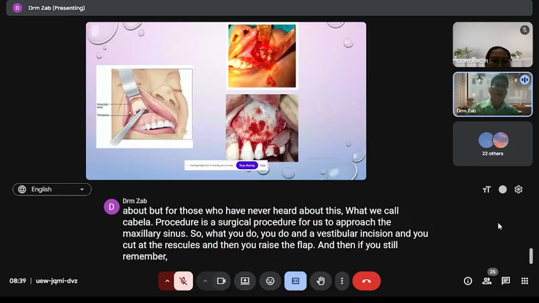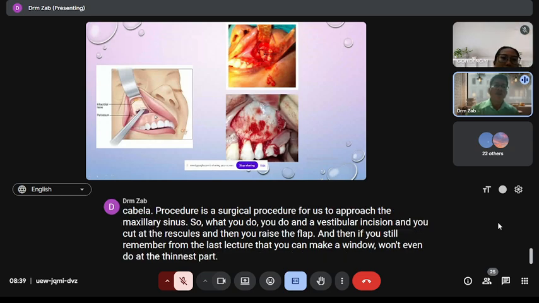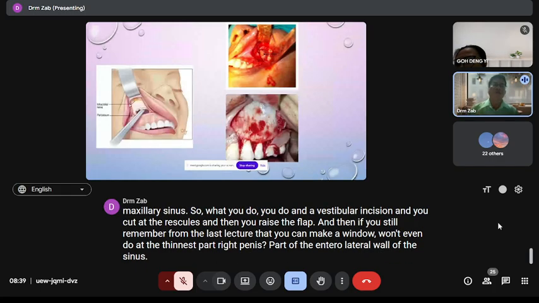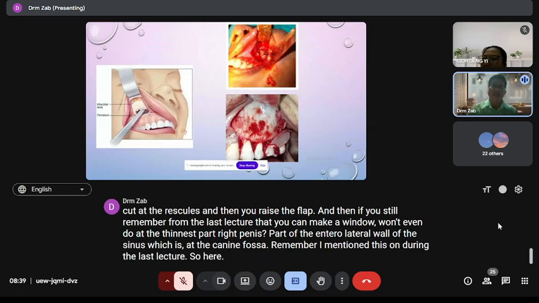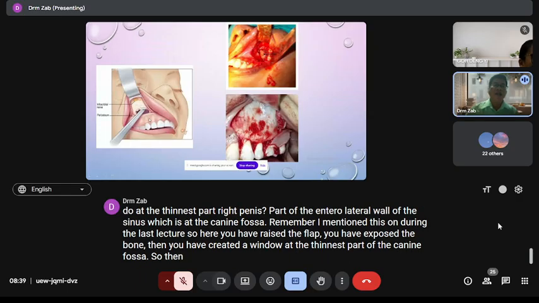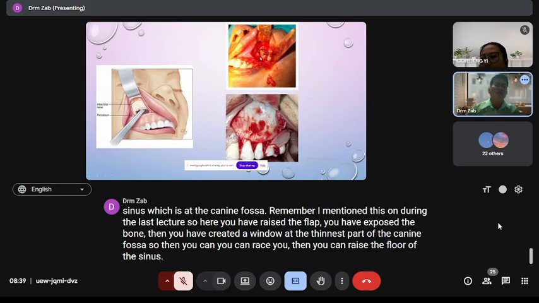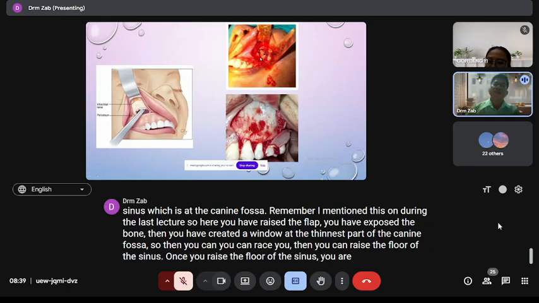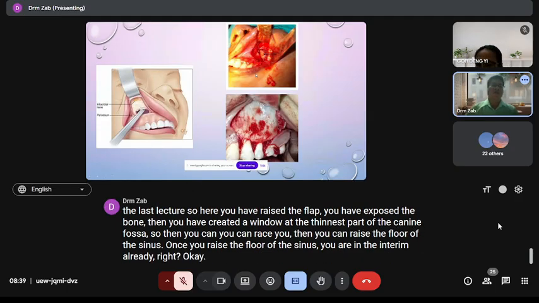And then, if you still remember from the last lecture, you can make a bony window at the thinnest part of the anterolateral wall of the sinus, which is at the canine fossa. Remember I mentioned this during the last lecture. So here you have raised the flap, you have exposed the bone, then you have created a window at the thinnest part of the canine fossa. Then you can raise the floor of the sinus. Once you raise the floor of the sinus, you are in the antrum already.